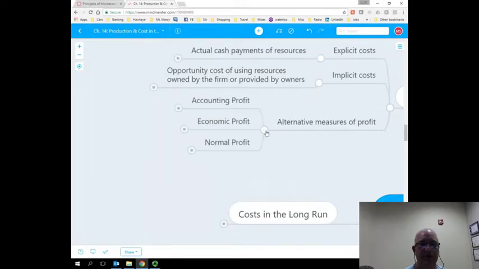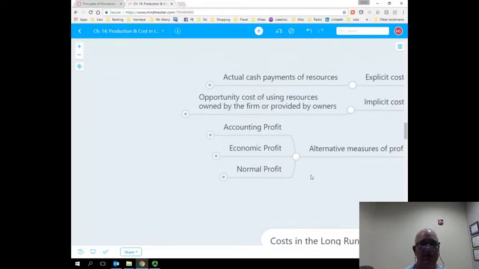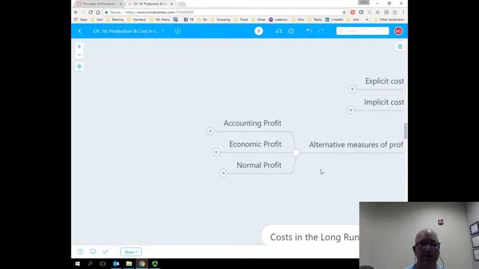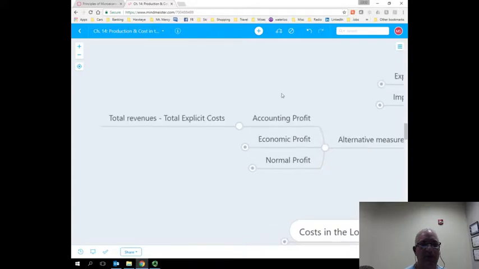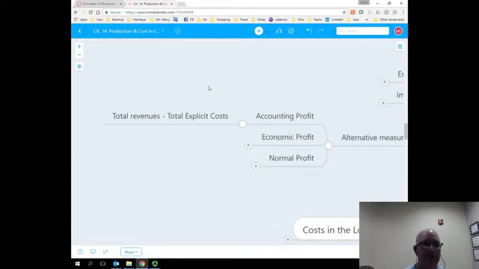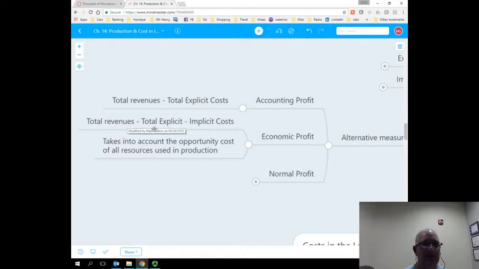Next we'll look at profit. We've got three categories of profit to look at here. First is accounting profit. Here's a pretty simple formula. This is just total revenues less total explicit costs. Economic profit is total revenues less total explicit costs minus total implicit costs. Again, total revenues less the explicit and the implicit costs gives you economic profit. As you can see, with economic profit we include the opportunity cost of what we could have done in the analysis.